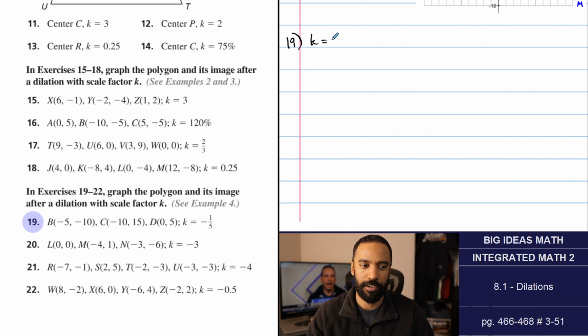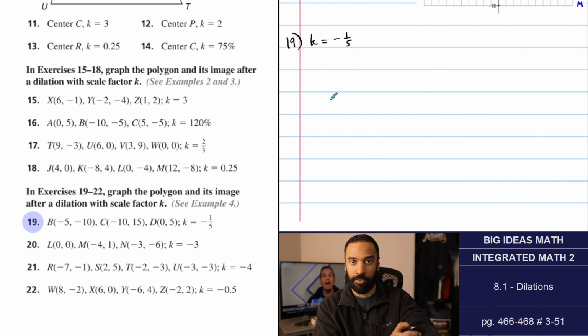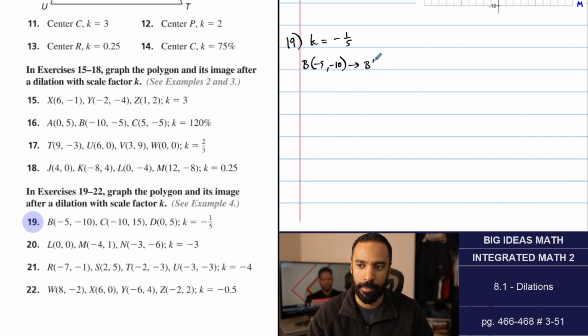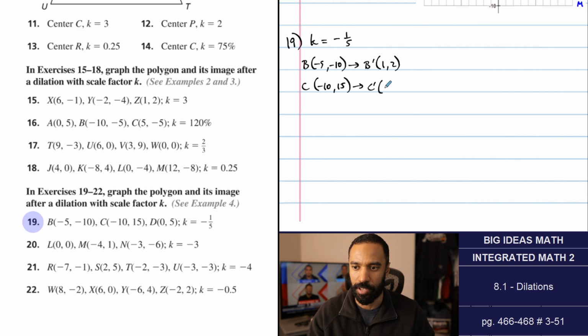So the K value here is -1/5, which means we divide the numbers by 5, but we also change the sign of whatever they were. Whatever the sign was, we change it. So we are going to have a B value of -5, -10, and divide those by -5, and B prime is going to be at 1, 2, +1, +2. C is at -10, 15. You can see that that's a little farther out. That'll be important for us to probably change some scale things up. Now, +2, -3 as we change the signs. And D was at 0, 5. So now D prime is going to be at 0, -1.